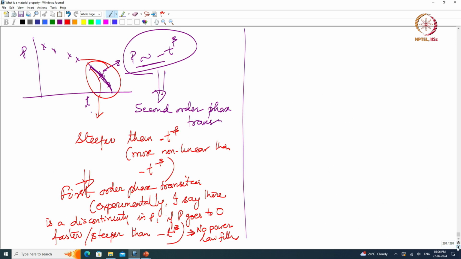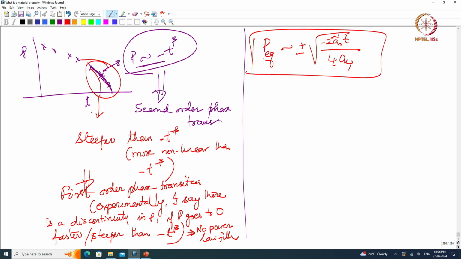Okay. So, now we have looked at P, right. P has an expression from Landau theory which is plus or minus square root of minus 2 A2 tilde T divided by 4 A4. Okay. So, this is the P equilibrium. All right. So, now let us look at what susceptibility is.